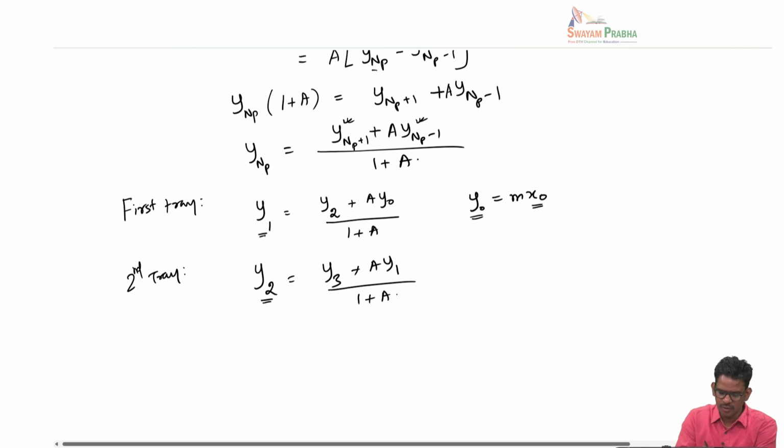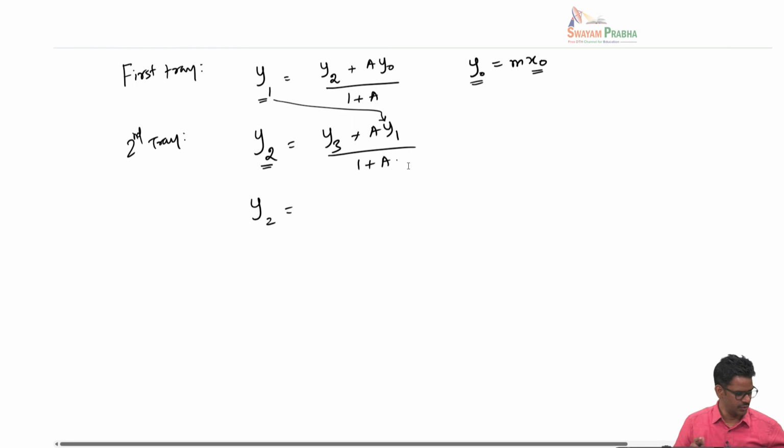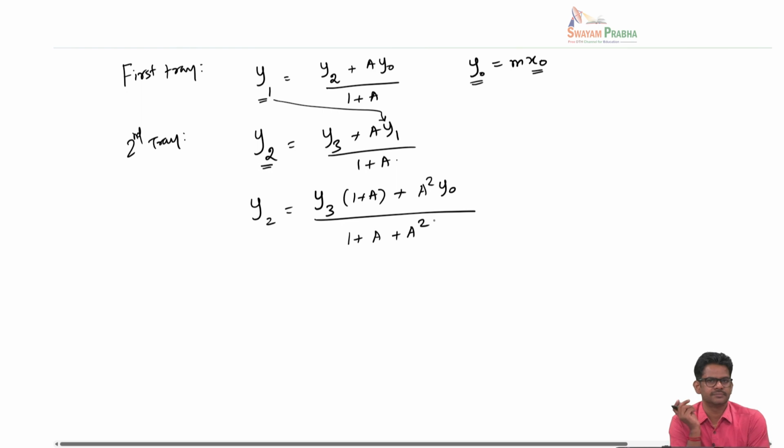Now, I already know how to write Y1 in terms of Y2 and Y0. So in principle, I can actually replace Y1 from here. Okay, so if I do that, I'll just give the expression, but you can check this out. You will see that Y3 into 1 plus A square Y naught by 1 plus A square. So Y2 now depends only on Y3 and the Y naught which is known for us.